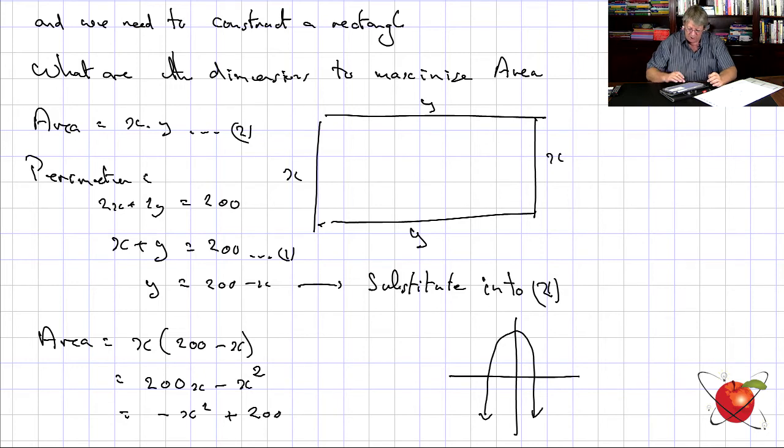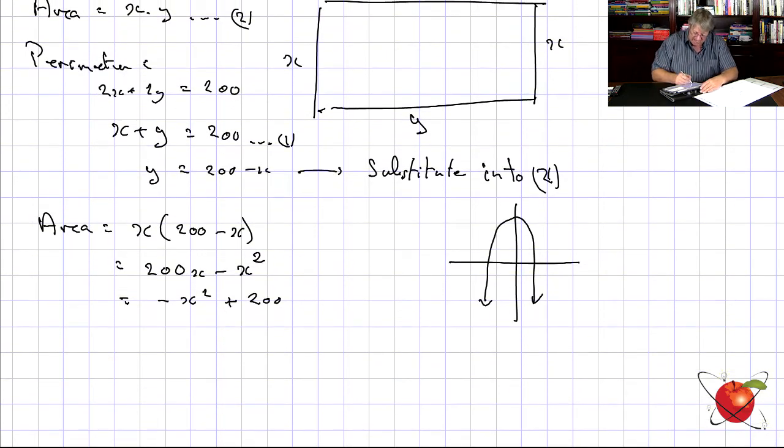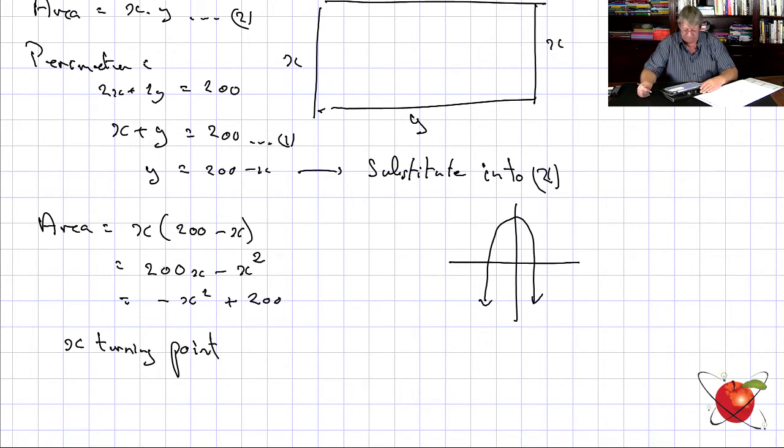So how do we find the maximum value of a parabola? We look at the turning point. So we say X, for the turning point of the parabola, is equal to minus b over 2a, correct? Minus b over 2a. Let's have a look. Minus b, okay, over 2a.